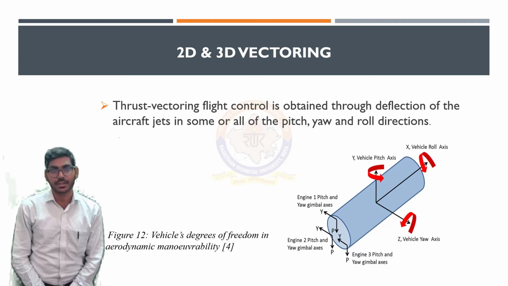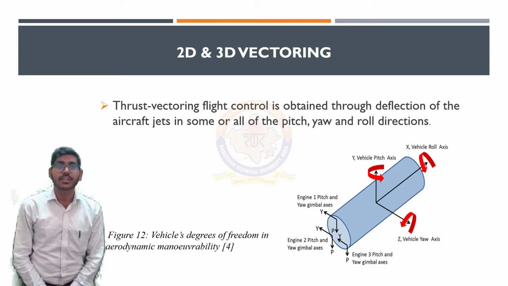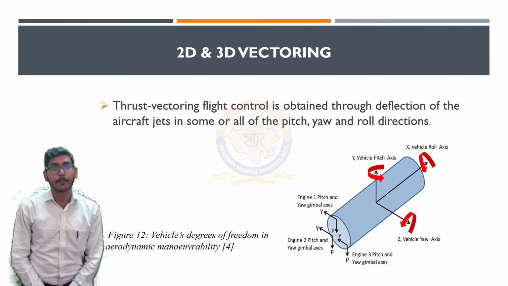2D and 3D thrust vectoring. An aircraft traditionally has 3 degrees of freedom in aerodynamic maneuverability: pitch, yaw, and roll. The number of dimensions of thrust vectoring relates directly to how many degrees of freedom can be manipulated using only the vectored engine thrust. Therefore, 2D vectoring allows control over 2 degrees of freedom, typically pitch plus either roll or yaw, while 3D controls all 3. Figure 12 depicts the vehicle's degrees of freedom in aerodynamic maneuverability.